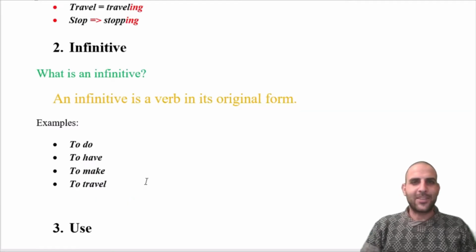Let's go to infinitive. What is an infinitive? An infinitive is a verb in its original form. As an example, this is an infinitive: to have, to do, to make, to travel.